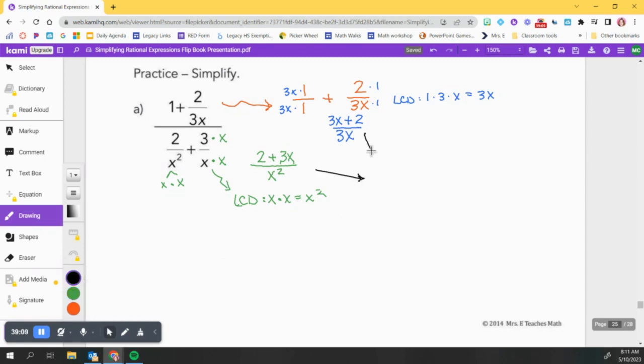All right, we're going to put this back together. My first numerator, once we added those two fractions, is 3x plus 2 over 3x, all over 2 plus 3x over x squared.